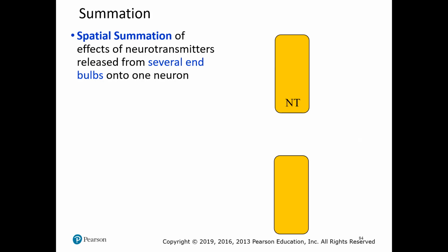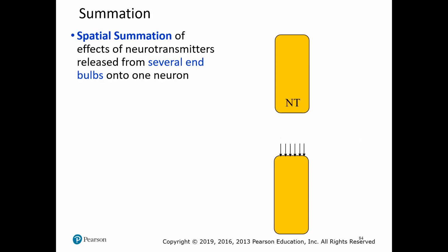The synaptic cleft, that's this. So here we see six different axon terminals releasing a neurotransmitter. It could be inhibitory, it could be excitatory. We don't know. But we do know that we're adding the effects of all these same neurotransmitters coming from the axon terminals to get our response.